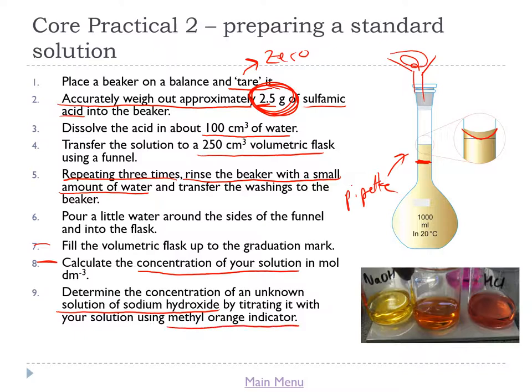I'm not going to go into detail on the titration, but do remember that you need to do a rough titration and then repeat it with accurate titrations until you get 2 concordant results. That means 2 results within 0.1 millilitres of each other.